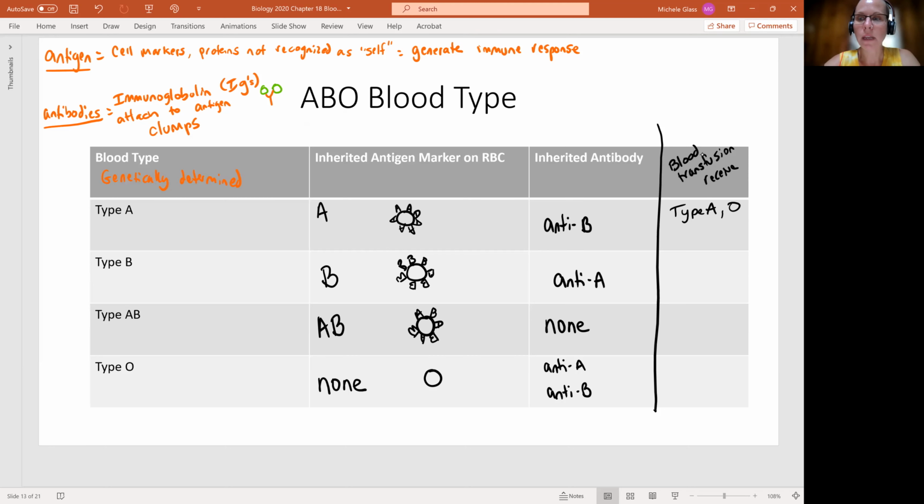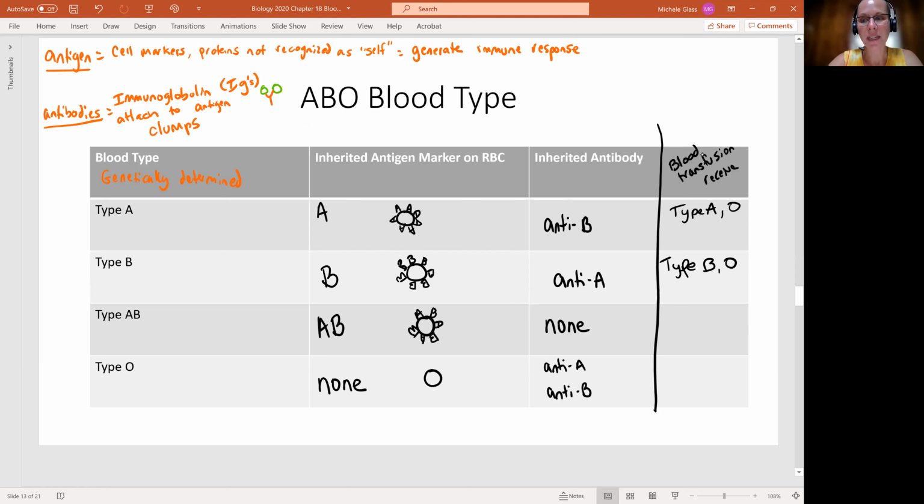If you are type B, obviously you can receive type B. But anything with an A is going to be foreign. You're going to attack it with your antibodies. You're going to form clumps of those red blood cells. So obviously that's not useful. That's damaging. That's blocking your blood vessel. So in the case of a type B individual, you can receive type B and you can also receive type O.